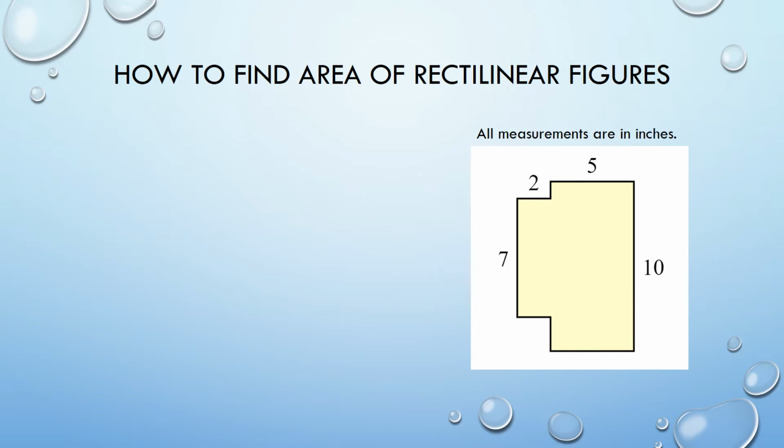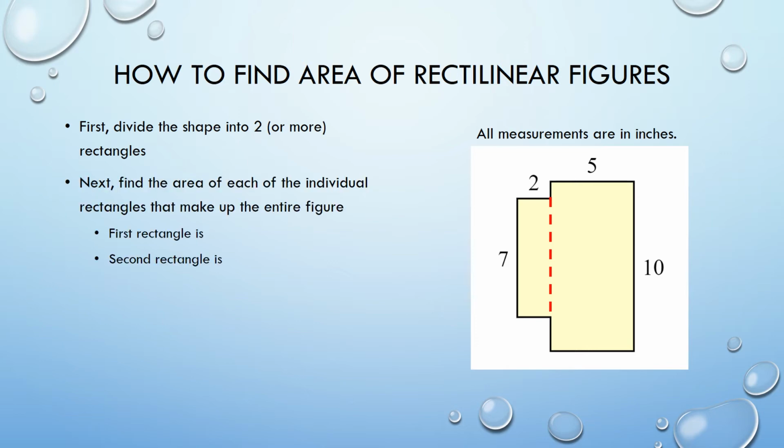Okay, for this shape, we have to follow our steps to find the area of this rectilinear figure. So we're first going to divide the shape into our two rectangles. Sometimes it can be more, but today again it's just going to be two. So we're going to divide it right there. And then we have to find the area of each individual rectangle. So for our first one, it is 2 by 7. So that's going to equal 14.